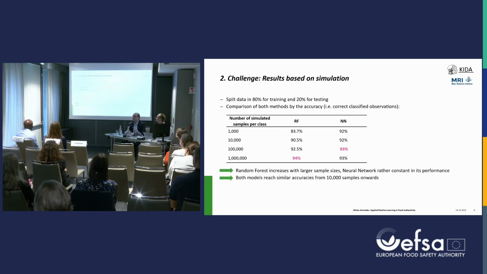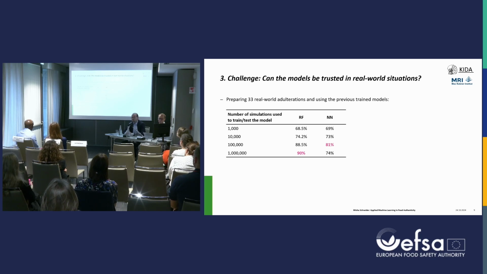And then the natural question we ask ourselves is, how is it now in the real world situation? As I said before, we just used the simulated data because of the few data points. And now we asked our project partner to prepare also real world adulterations. So he prepared 33 of them. And then we used the models we trained with the simulated data to see how many of the observed adulterations the models can predict correctly. And those are the results.